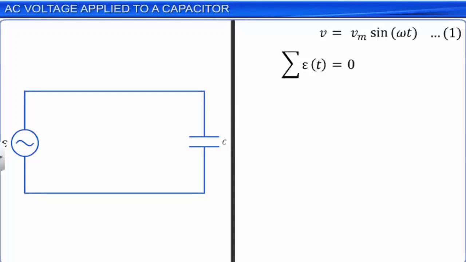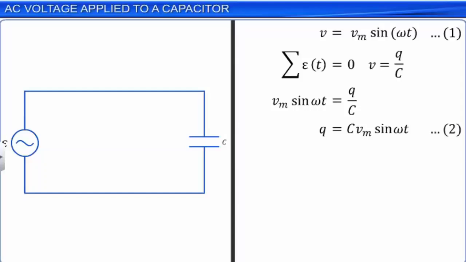As the instantaneous voltage across the capacitor, V = Q/C, we can write equation 1 as Vm sin ωt = Q/C, or Q = C Vm sin ωt. Let this be equation 2. We know that current I is the rate of flow of charge in the circuit. That is, I = dQ/dt. Let this be equation 3.